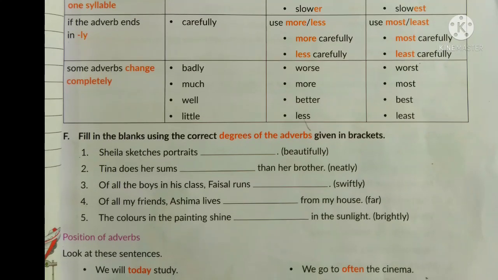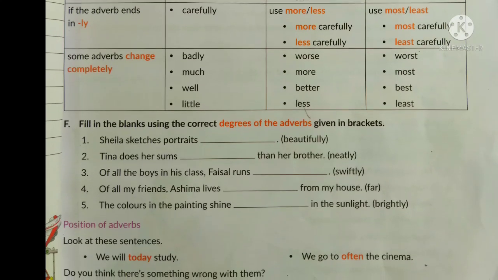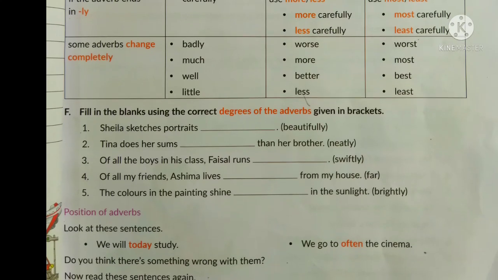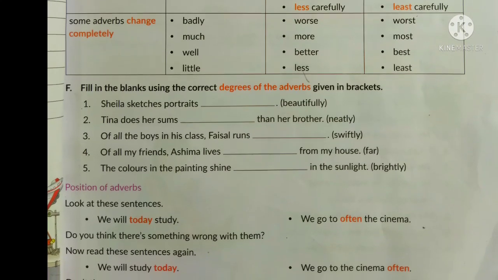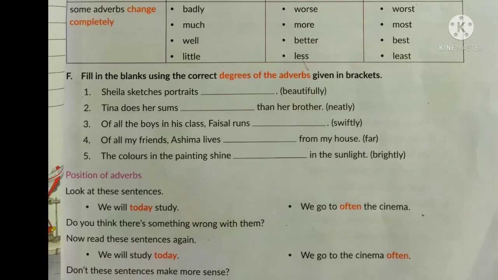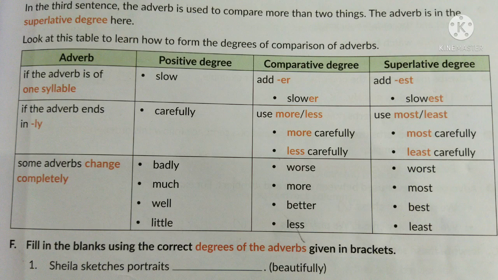So students, we have understood there are 3 degrees of comparison of adverbs. They are positive degree, comparative degree and superlative degree. Let's look at the chart now. Positive degree, comparative degree and superlative degree. Let's see the rules one by one.